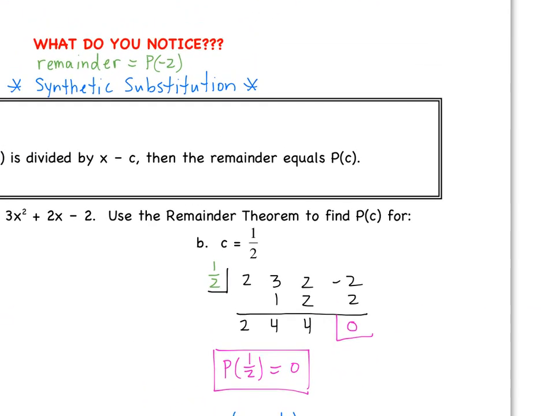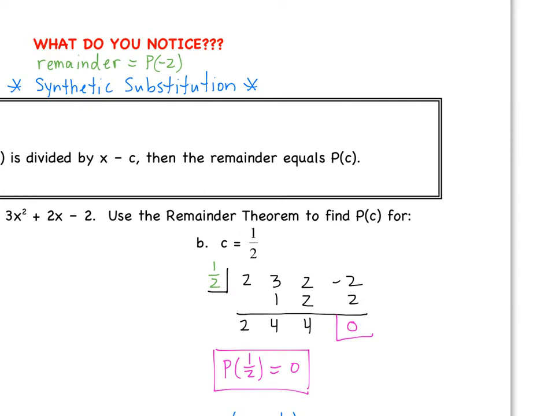All right? So if c equals 1/2, we go through the process. 1/2 goes in our box, goes in the corner. Still don't need any placeholders. Drop the 2, and we multiply by 1/2. That's where we get 1. Add to 4. Multiply 1/2 times 4. That's where we get 2. Adding, we get 4. Multiplying, we get 2. Adding, we get 0. So that means p of 1/2 equals 0.